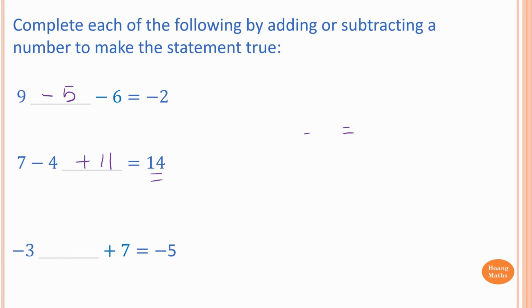Next one. So you start at -3, and then you plus or minus a number, and then you plus 7 is equal to -5. So what we can do is we do these two numbers first. So -3 plus 7 is the same as 7 minus 3, which is equal to 4. Then you start from 4 and then you end at -5.